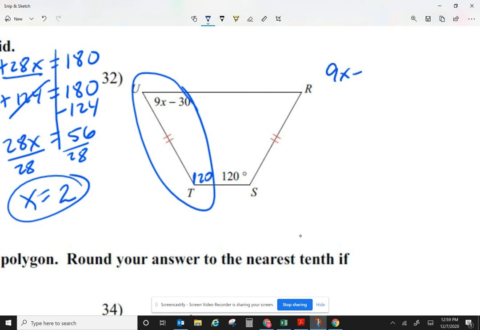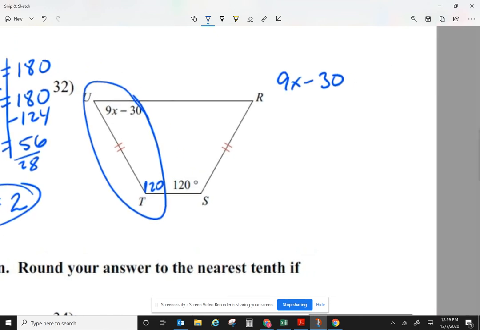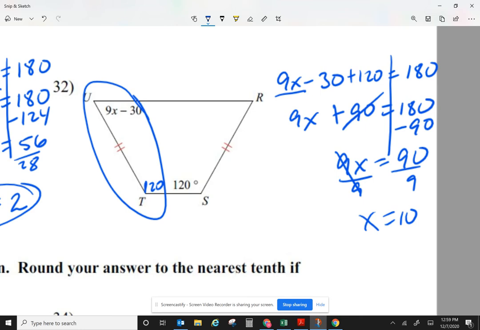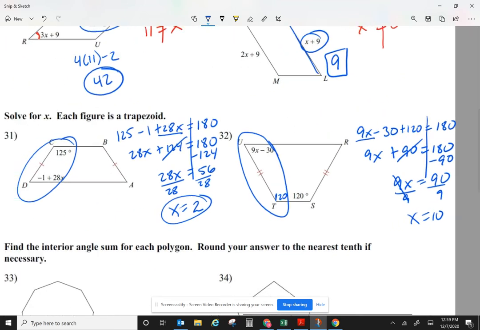So 9x minus 30 plus 120 equals 180. All right, so when it comes to x, I just have 9x. Negative 30 plus 120, that's 90. This is equal to 180. Let me subtract 90. So I have 9x equals 90, right? 180 minus 90 is still 90. Let me divide by 9. X in this case is equal to 10. The instructions were solve for x. X equals 10.